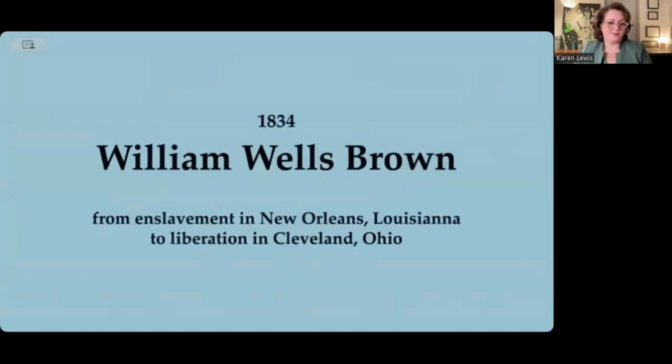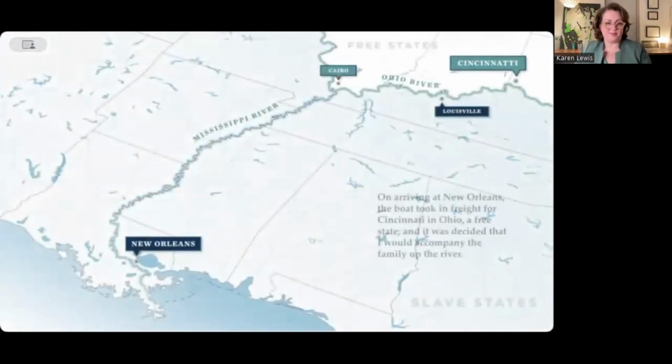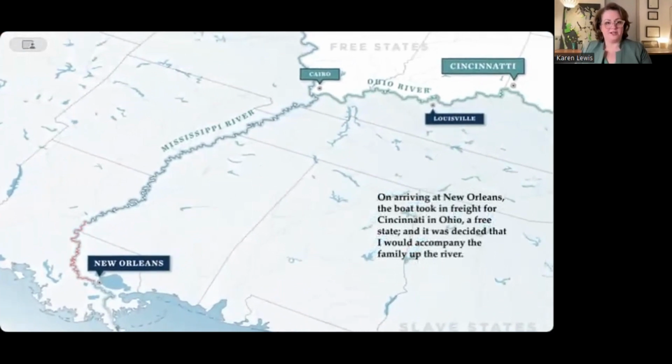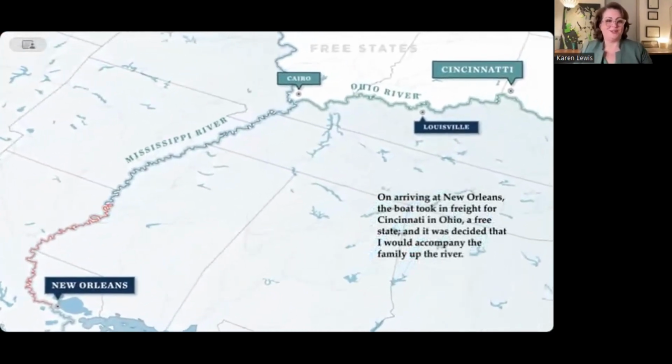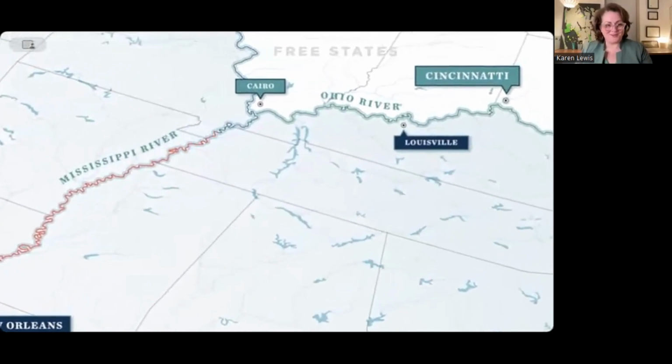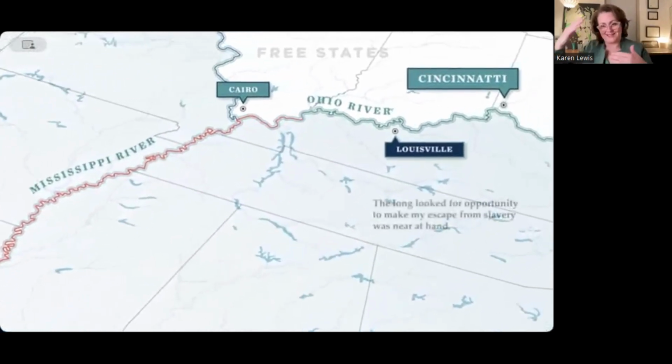There it goes. Okay. So William Wells Brown, he wrote about his own escape out of enslavement. And this story was much larger in spatial scope. So how to tell the story of moving from New Orleans all the way up to Ohio, which is much, much different than Cincinnati to Lake Erie.